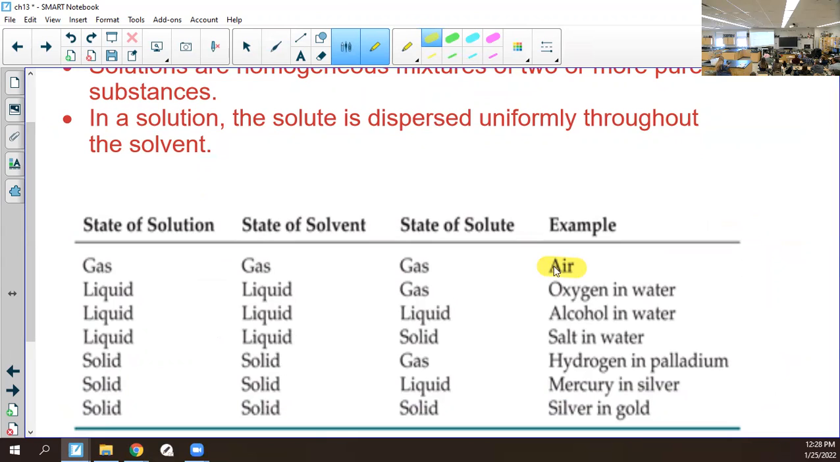All right, oxygen and water solution, alcohol and water, salt and water, hydrogen and palladium. What? Well, just trust me, this makes hydrogen cells. It helps that happen. Mercury and silver, weird, but those are two metals you can pour together at certain temperatures and they'll mix evenly. And then silver and gold.